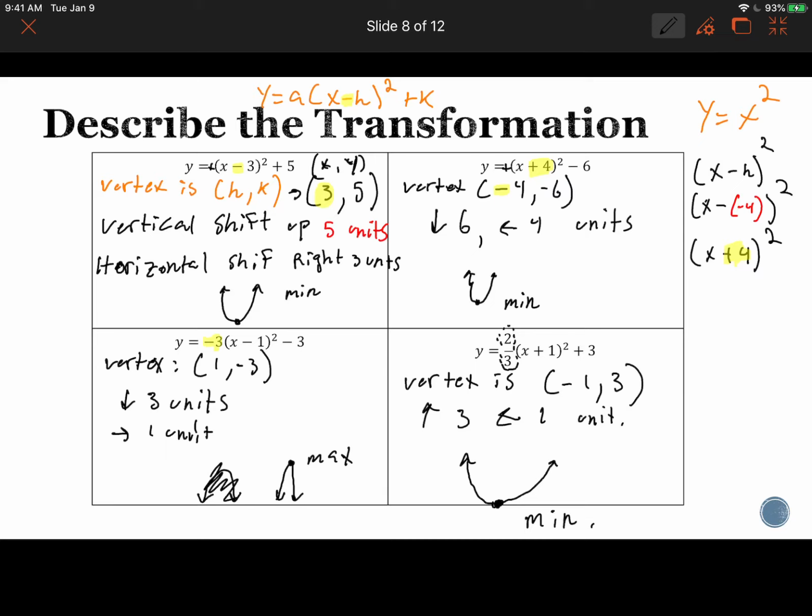Great. If you need time to write this all down, right now is the perfect time to pause the video and get all this down.